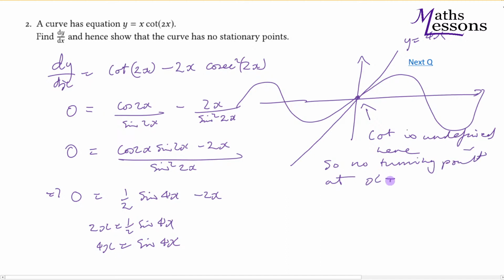At x equals 0, what we also know is that the gradient of y equals 4x is equal to 4, and the gradient of sine 4x at that point is also 4. So they both have the same gradient at this point. But from there on, sine decreases that way and it gets less steep this way, so it's never going to cross again. If the gradients were different, say sine started off being steeper than this line, then we'd have more crossing points. But as that is not the case, we don't have any more crossing points. So therefore, we have no stationary points.